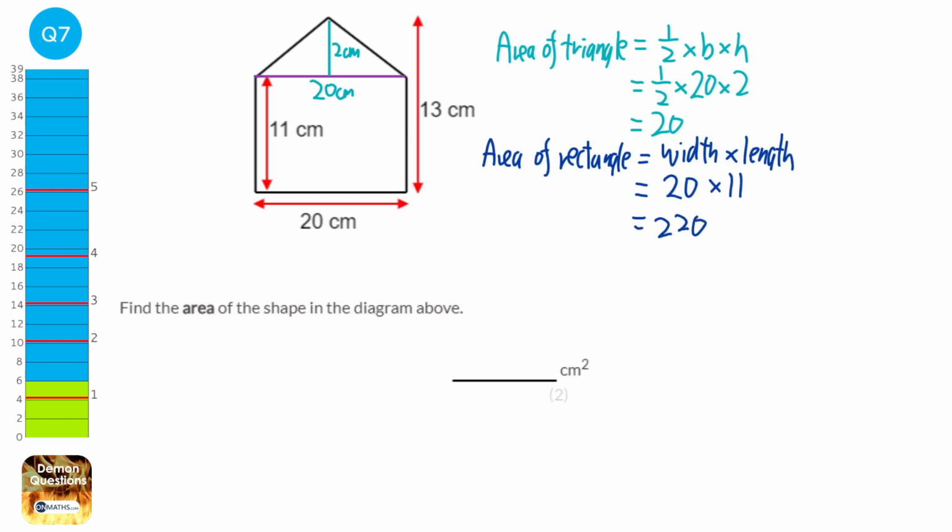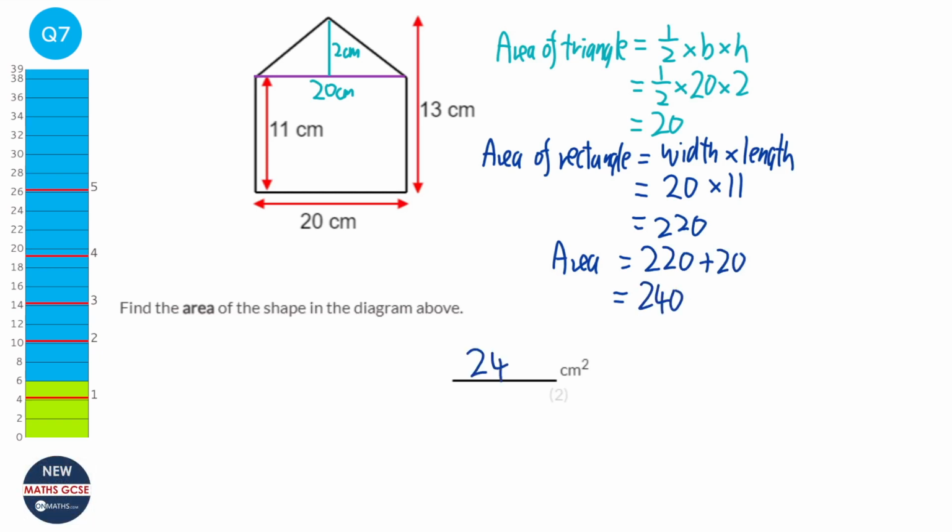Then to work out the total area of the whole thing, we're just going to add those together. So 220 plus 20, which is 240. The units are all in centimetres, and so the area units will be centimetres squared.